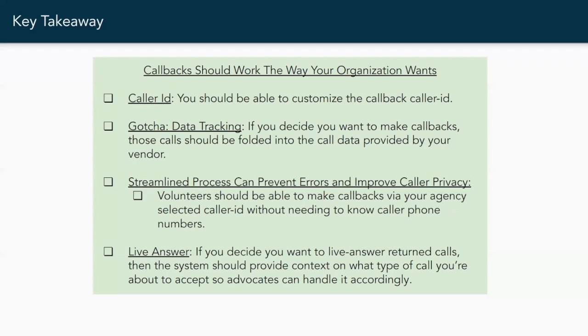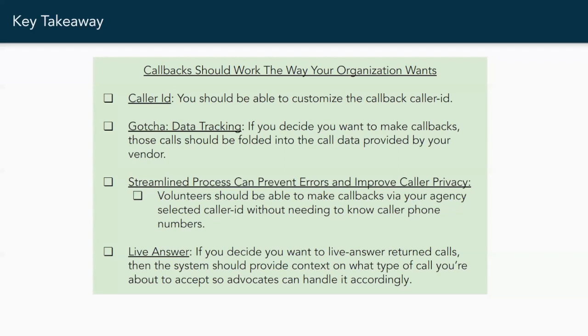That way, when it comes time for VOCA reports or other reports, you'll be reporting on all of the service that your agency has provided. The last thing I'll mention here is that a streamlined process can really prevent errors and improve caller privacy. The error is really just the situation that Carrie shared in the last slide around someone forgetting to use *67. But a streamlined process can also help improve caller privacy.